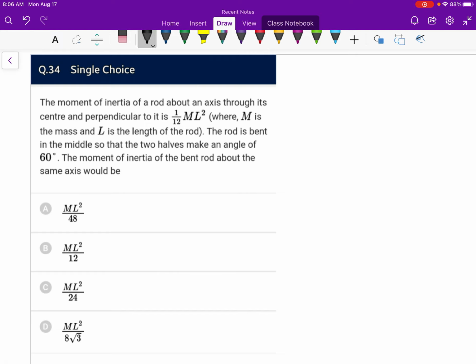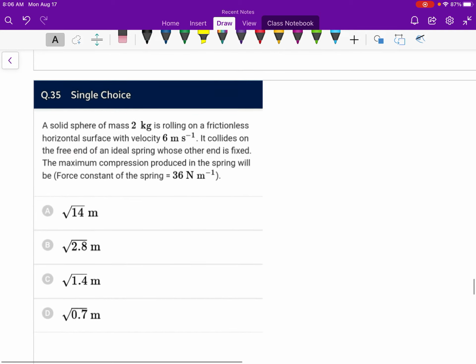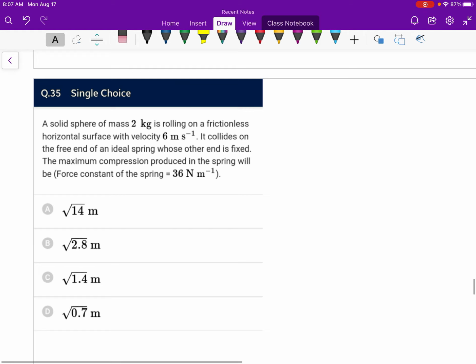The moment of inertia is this: if the rod is bent in the middle. So guys, when we bend the rod, still the mass distribution relative to the axis remains the same. Mass is distributed from 0 to L by 2. So moment of inertia remains the same as the mass distribution remains the same. So ml square by 12 is the correct option.